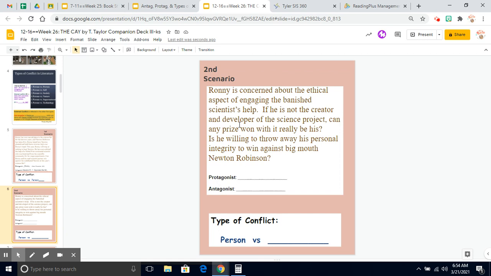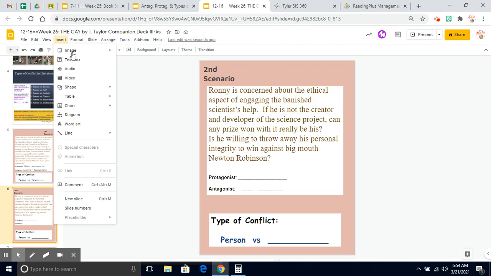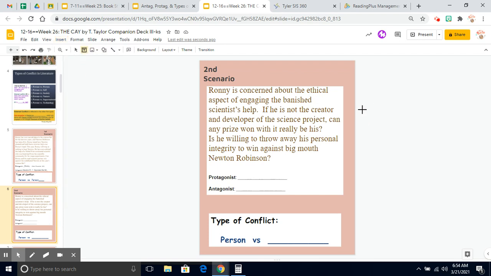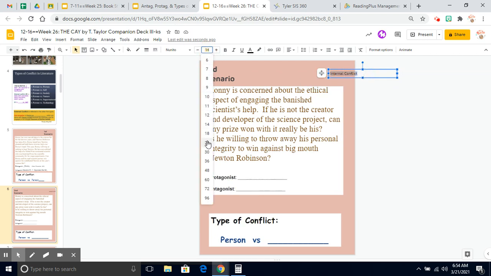When we read through this one, Ronnie's still our main character, but he is fighting against something else. So remember that this one is more of an internal conflict. Okay, and let's look at the next one.